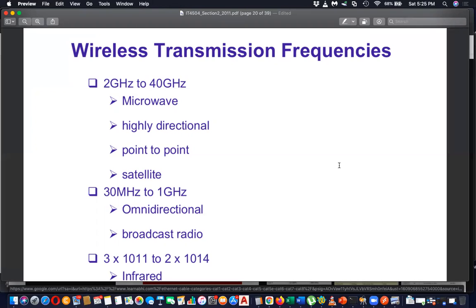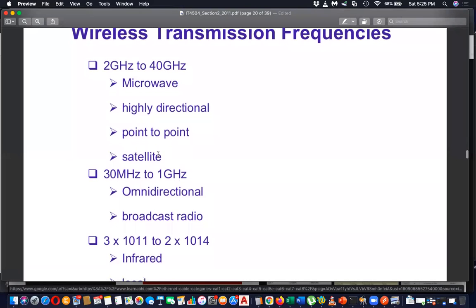Okay, then the wireless transmission technologies. So the first one is microwave. It travels one direction. It's point to point. Point to point means it's going one direction, unidirection. It's traveling from point to point, and it's used in satellite basically, satellite and microwave. So this microwave is used in satellites also. So that is one technology.